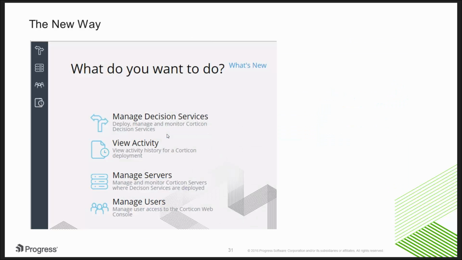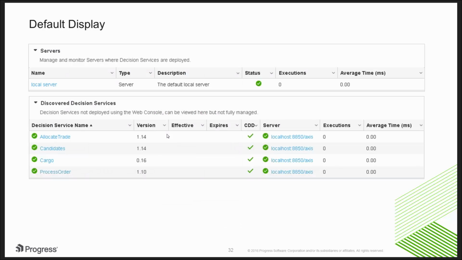When you first start up the new console, it will look like this. And the default display, if you haven't deployed any additional decision services, when you start up the console, will look like this. It will show you 2 things. It'll show you up at the top your servers, and that will be your local host server. And then in the bottom section, it will show any discovered decision services. And by default, when you install Corticon Server, you get 4 samples. And you've probably seen these in your own servers.